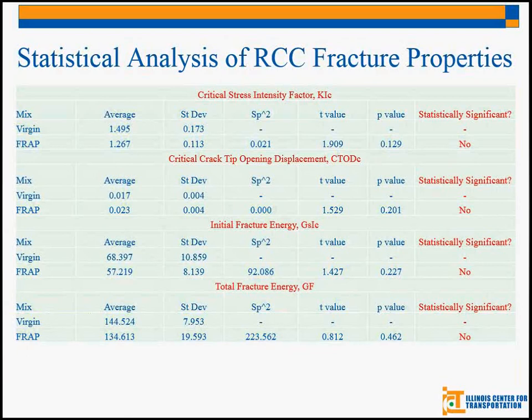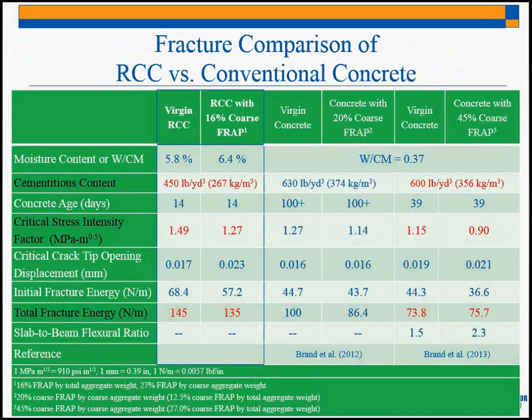But from this, we need to compare to a conventional PCC, because these numbers on their own don't really tell us too much. If we compare them to conventional paving concrete, we can see that our critical stress intensity factor is fairly higher than conventional mixes. I believe this is work from Alex Brand that characterizes specific mixes used by the Illinois Tollway presently. And it's important to note that the fracture energy of both the virgin and the frap mixes has increased.